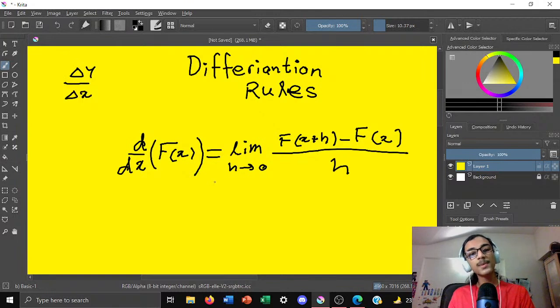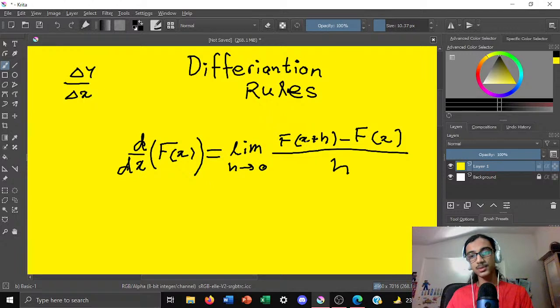But the problem is it's often very tedious to use the limit, right? It takes a lot of math and simplification. And so we have come up with the differentiation rules. These are rules which make our life easier and are in fact proved with this very definition. So with that being said, let's get into that. Let's try to prove those rules, right?